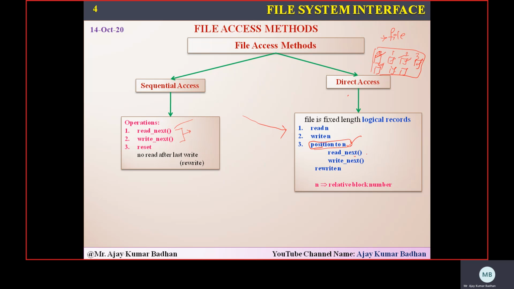Once we are calling it, then you can directly call read next, write next. Read next will perform the same operation it was doing in the sequential access method, and the same way write next will perform the same operation. So n is nothing but the relative block number. Let me draw the diagram and show you how it exactly looks.